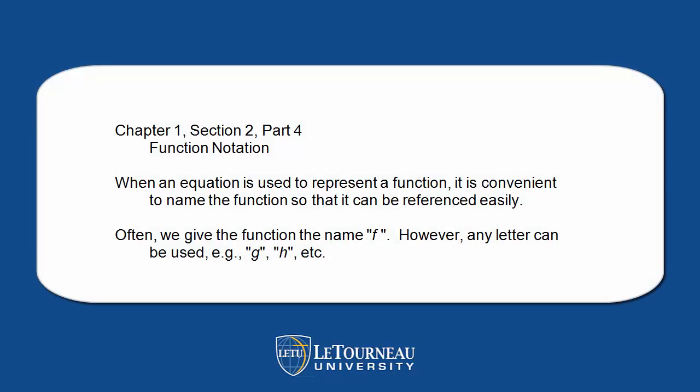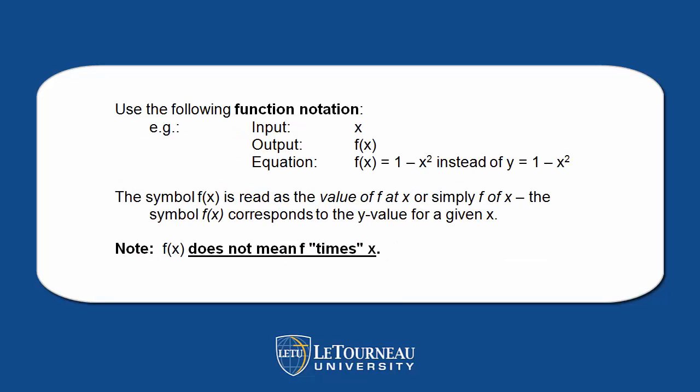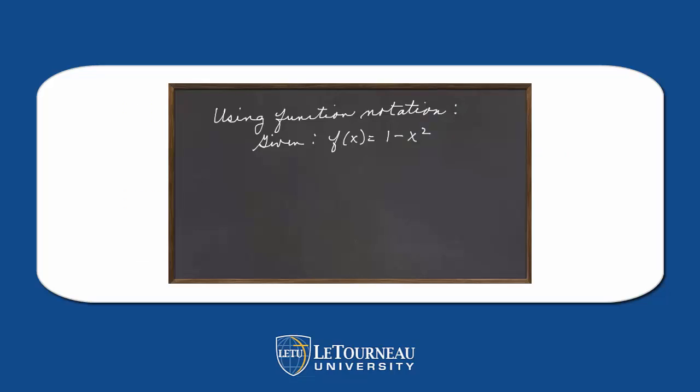All right, this time we're going to look at function notation. Very important. We usually name a function with f, however, we can use any letter we want to: g, h, j, k, whatever. When you're naming a function, for example, you always give the input, in this case it's x, the output is f of x. Equation: f of x equals 1 minus x squared instead of y equals 1 minus x squared. Notice the last line, f of x does not mean multiply.